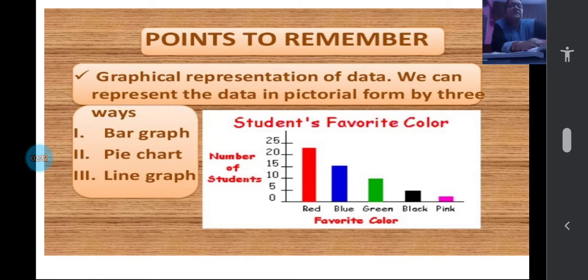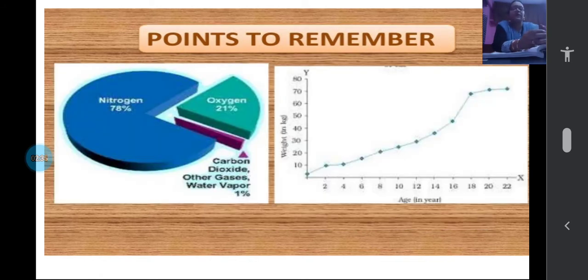Now let us see the pie chart. See here the pie chart. This pie chart is showing the composition of gases: how many percent nitrogen, how many percent oxygen, and also the other gases. As soon as you see the different colors, we can easily understand from this pie chart the composition of the gases. The third one is the line graph.